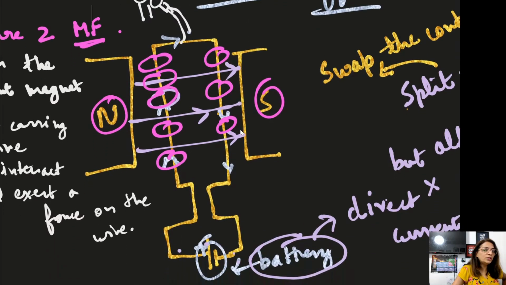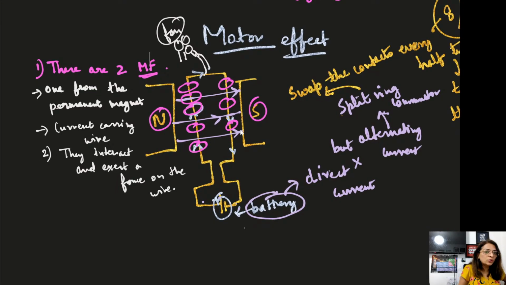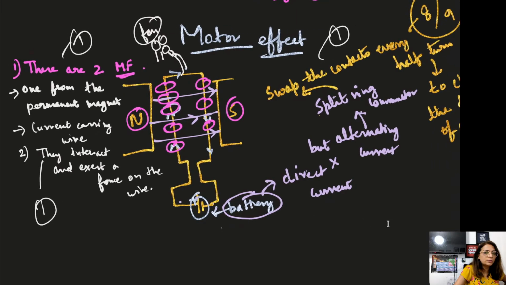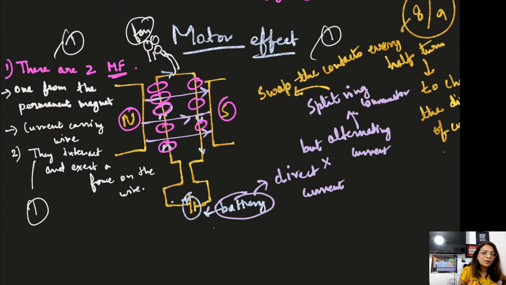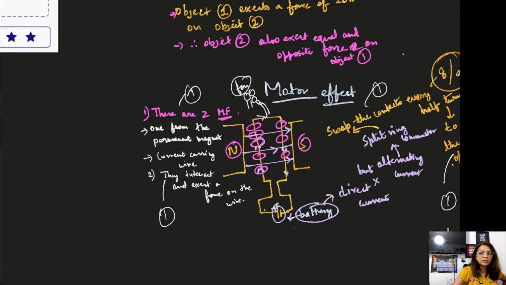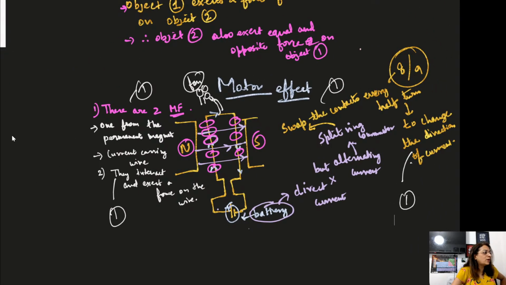Do you understand the mark scheme, guys? So one marking point here, one marking point here, one marking point here, the split ring commutator one and what it does is here, like all the four things for the motor effect. This could be a 5 mark answer as well.